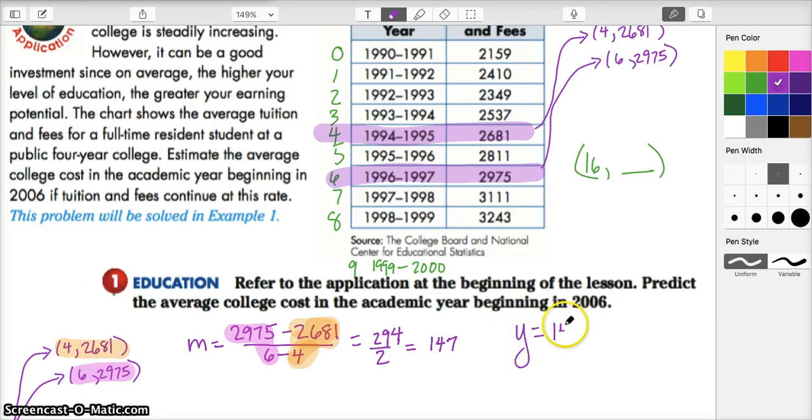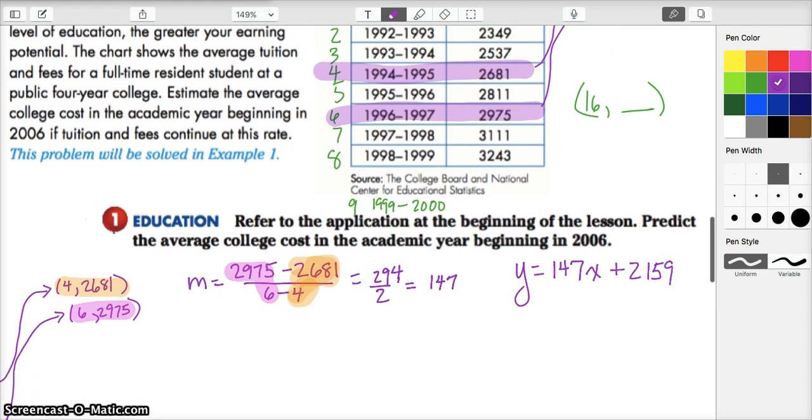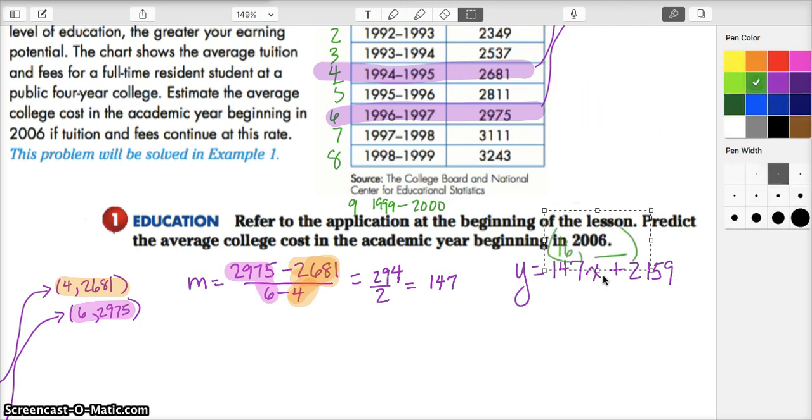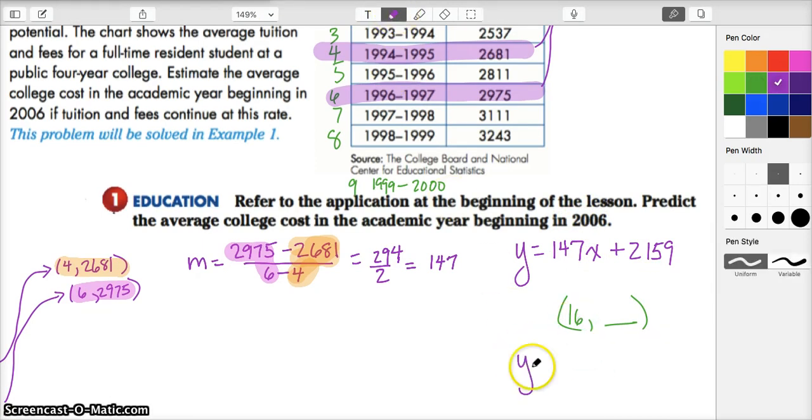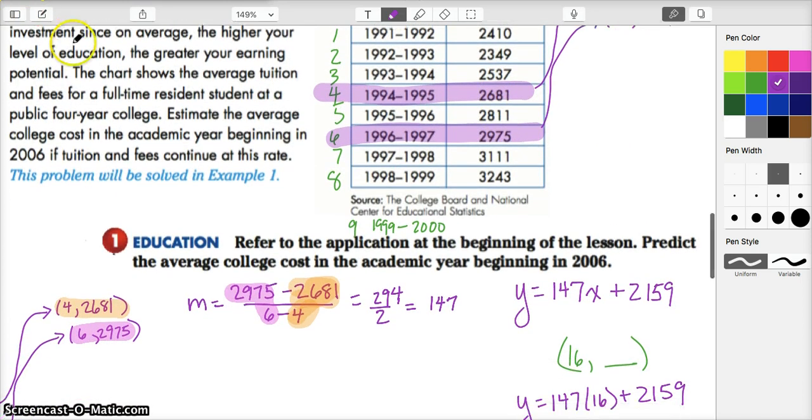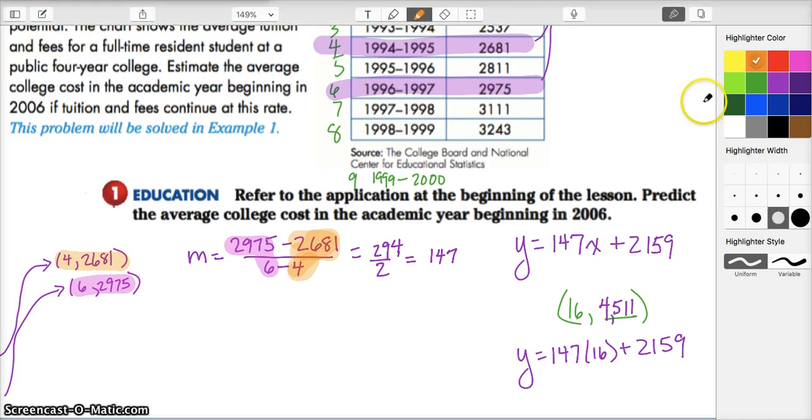Y is equal to 147x plus 2,159. And so now this leads us to a really easy place where we can get the answer to our question, what will be going on in 2006 in terms of the cost of college. And so what we would do is simply plug in that 16 in for our x value. And it will be done like this, adding 2,159 rather. I don't know where I'm getting that 56 from, 59. And so when we calculate that, we end up with 4,511 as our answer to the question.